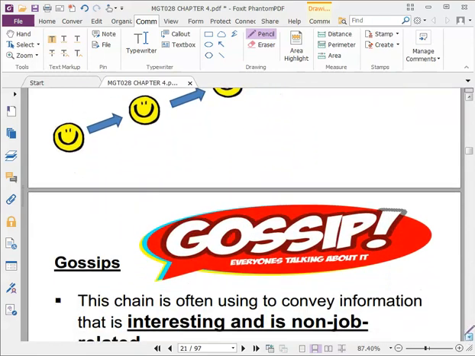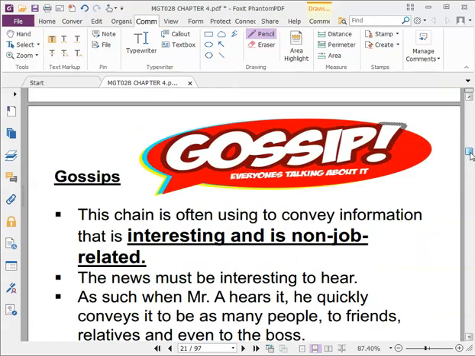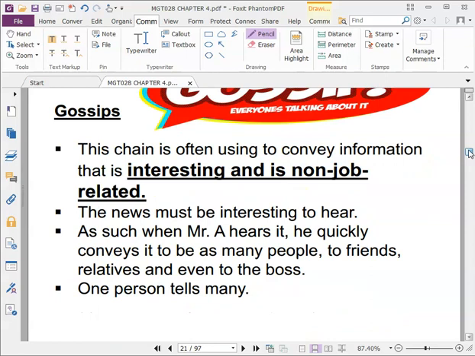Okay, how about gossip? Okay, gossip all ataupun everyone talking about it. This chain is often used to convey information that is interesting and is non-job related. Okay. So biasa kalau kita dengar dekat dalam tempat kerja tu kan. Gosip lah tu. Okay, tak ada kena-mengena dengan informasi berkaitan dengan kerja pun. Kata, dia kan semalam aku jumpa dia tak puasa dekat mall lah, contoh itu adalah gosip lah. Orang suka nak dengar kan benda tu. Okay, information tu. Tapi dia bukannya berkaitan dengan kerja. Okay, the news must be interesting to hear.